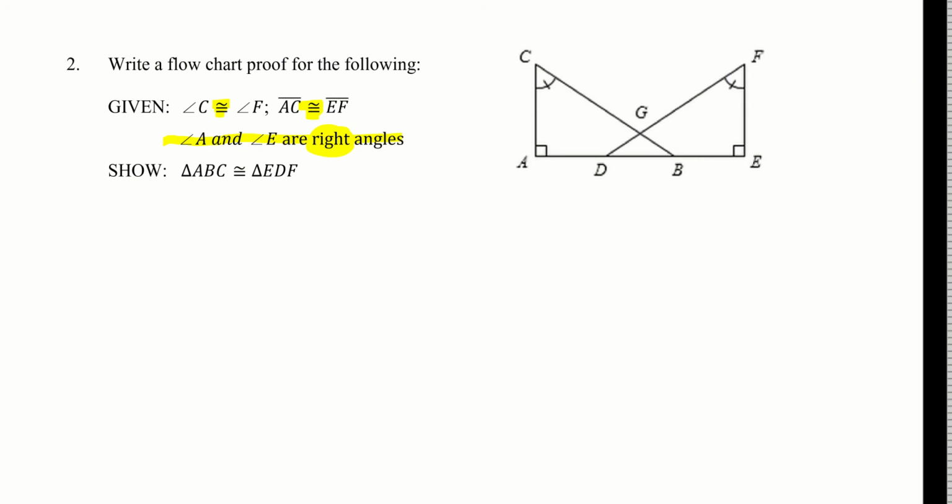So when I look at this diagram, I'm pretty sure that I've got a congruent angle here. This angle goes with this angle. And then I've got a congruent side because they're giving me that AC, this side, matches up with this side.